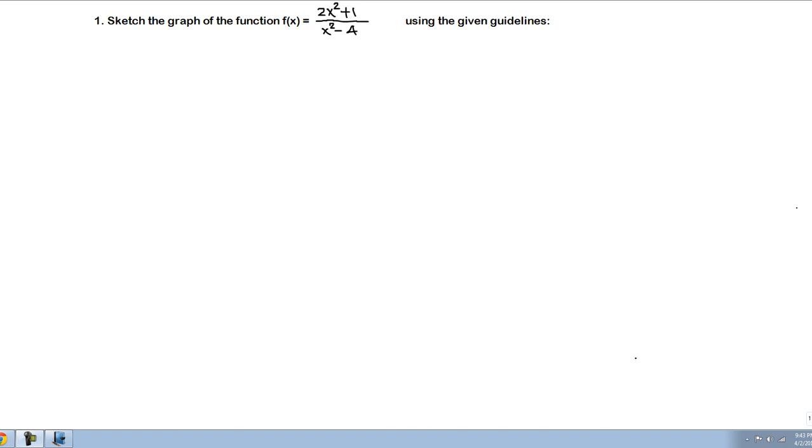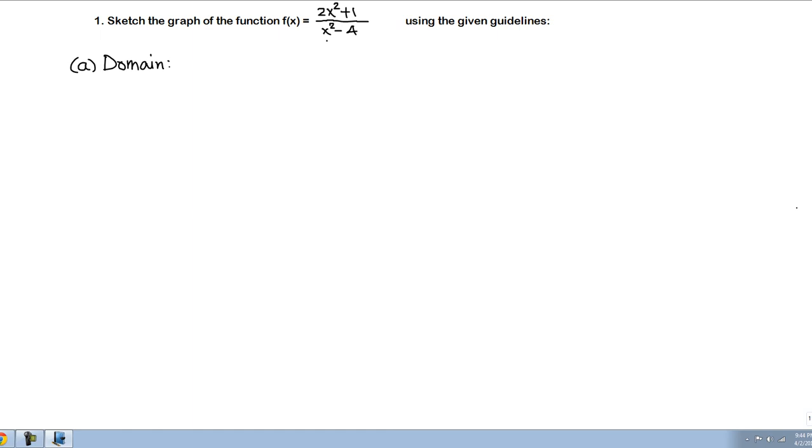We need to sketch the graph of this function using the given guidelines. The guidelines, let me write them. The first part is we need to find the domain of the function. Okay, so domain means the x values for which this function is defined, and we know this is a rational function.